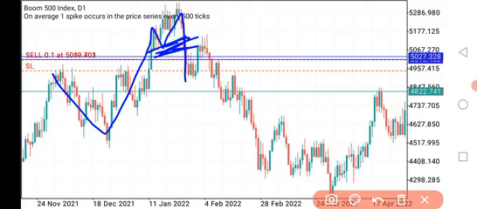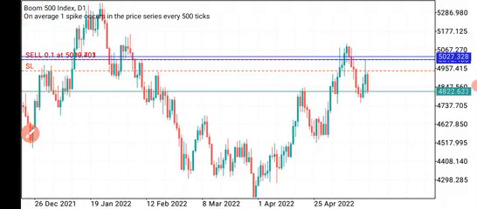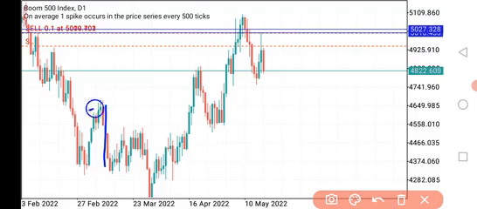It changed character here. So now I expect price to continue what? Selling. And price has been selling since then. And then suddenly around here, price had to break. So okay, price came down here. So let me clean it again.